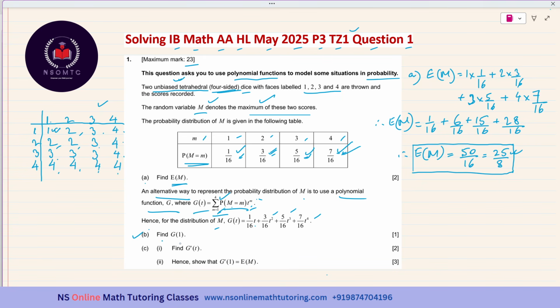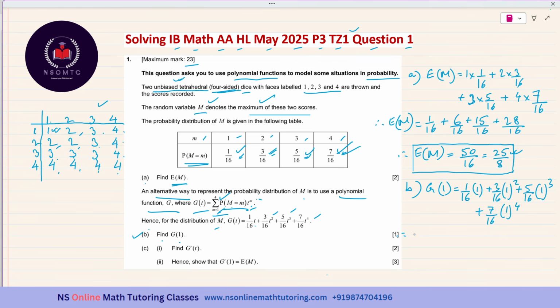Subpart B is saying find g of 1. So we will be substituting 1 in place of t. So g of 1 is equal to 1 over 16 times 1, plus 3 over 16 times 1 square, plus 5 over 16 times 1 cube, plus 7 over 16 times 1 raised to the power of 4.